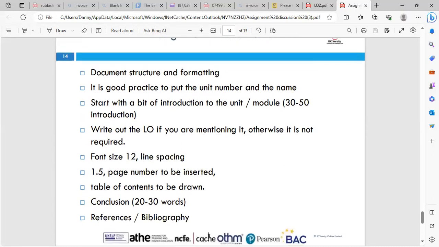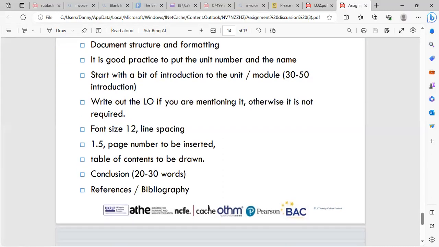So we expect to have a document structure and formatting. It is good practice to put the unit number and the name on your assignment. Start with an introduction to the unit, 30 to 50 words. At least give an introduction of anything that you are going to talk about. Write out the LO if you are mentioning it. If it's LO1, talk about it.